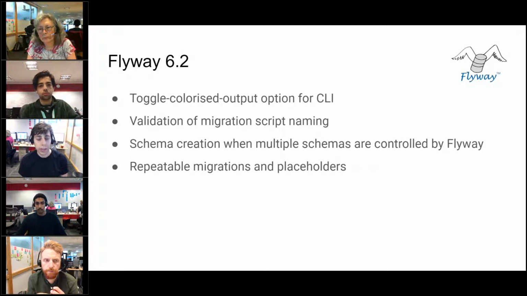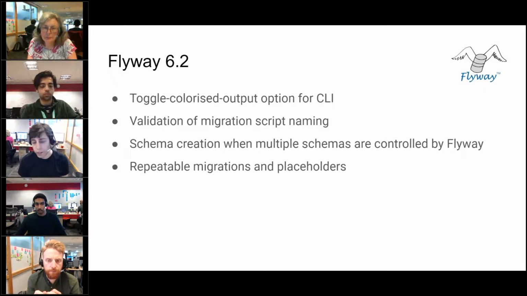And then finally, this is one that has been around for a while, and the idea is to use the placeholder values when calculating the checksum for repeatable migrations. The impact is that you will rerun repeatable migrations when placeholder values change, which doesn't happen at the moment because we currently calculate the checksum before placeholder replacement takes place.